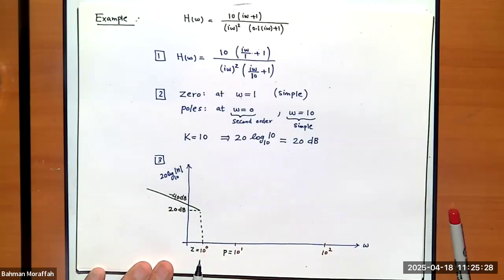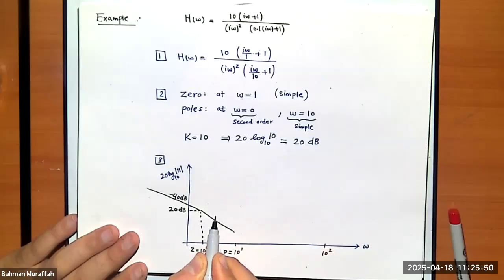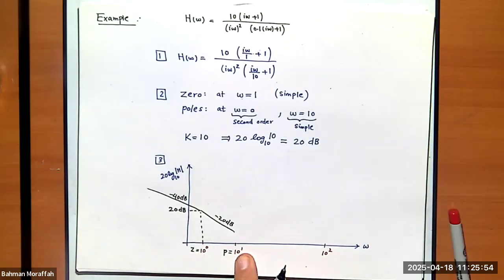I hit the zero over here. What do I have? I have 40 going down. I hit a zero, which I know is 20 up. So what is the total slope? It's got to be negative 20. So I'm going to go down by negative 20 till I hit the next zero or pole.